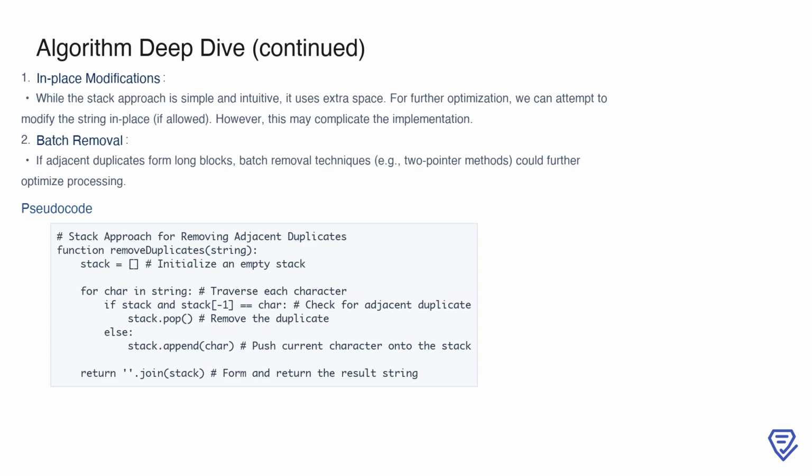Here's a pseudocode representation of the stack-based approach. We first initialize an empty stack. As we iterate through the string, we check if the stack isn't empty and if the top of the stack matches the current character. If it does, we pop the stack to remove the duplicate. Otherwise, we push the current character onto the stack. After processing all characters, we join the contents of the stack into a string and return it as the result.